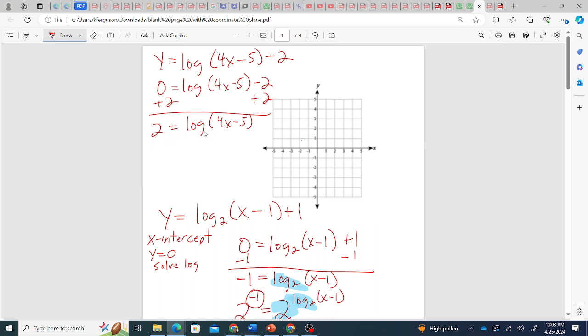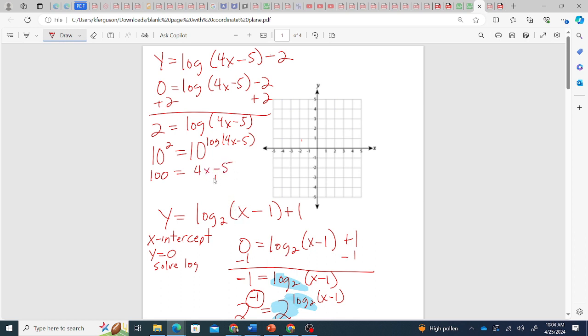And now that I did that, like I said, my base is 10. So that's 10 to the second power equals 10 to the log of 4x minus 5. Okay? And so now on the left side, I got 10 to the second power. What's 10 to the second power? 100. See, I can do that. But on the right side, I've got 10 as my exponent and log base 10 as my log. They cancel each other out. So I just got 4x minus 5.